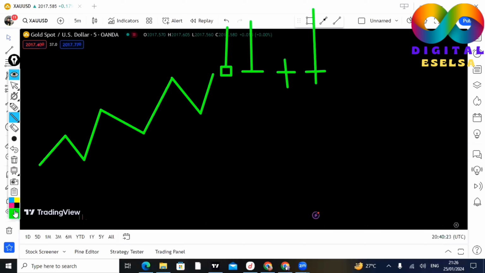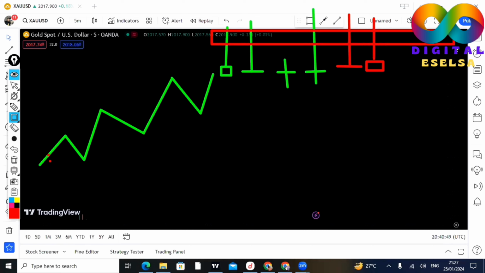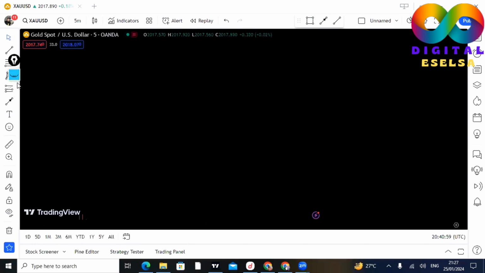Even if the color is red, don't say the color is red and get confused. If the color is red, the same thing; if the color is green, the same thing. Don't worry about the color. All of these are rejection candles. It is showing that sellers are rejecting the buyers, and buyers are losing strength at this particular zone. So what should you be looking for? An opportunity to sell.